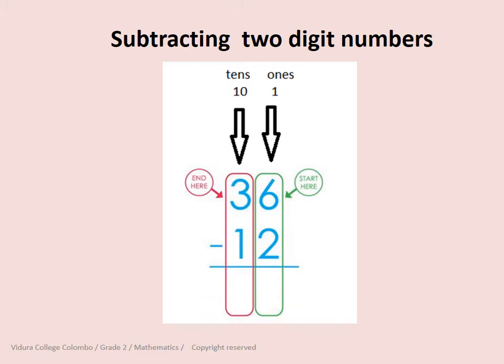So then we start to subtract line by line. 6 take away 2. The answer is 4. And then we move on to the next line. 3 take away 1. The answer is 2. And 36 minus 12, the answer is 24.